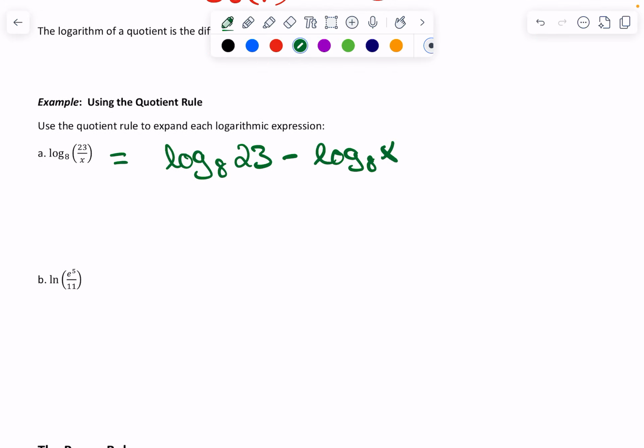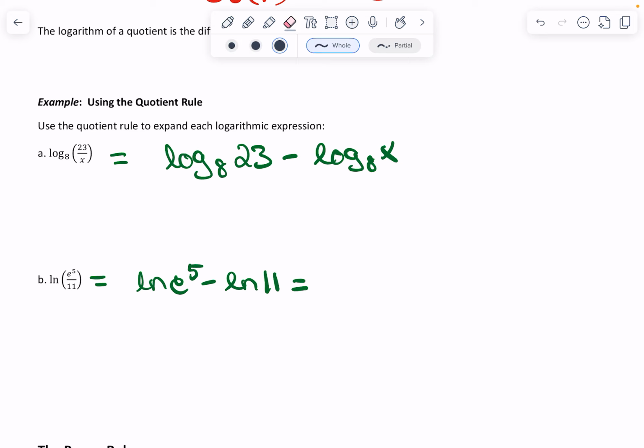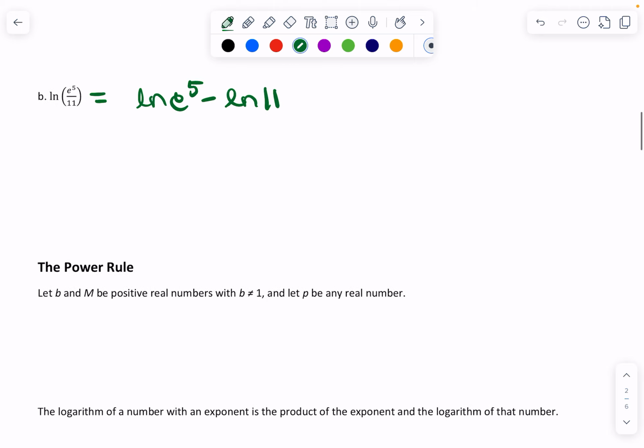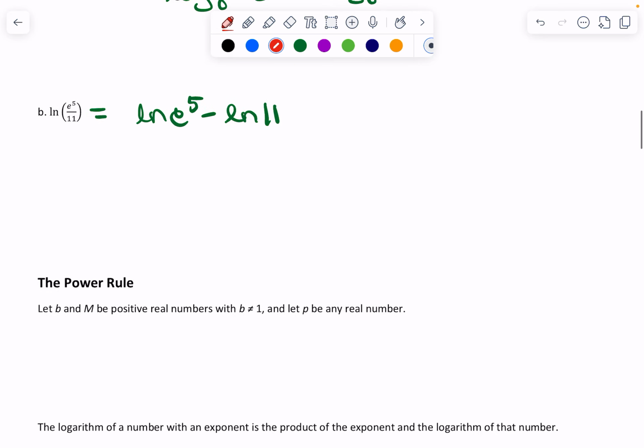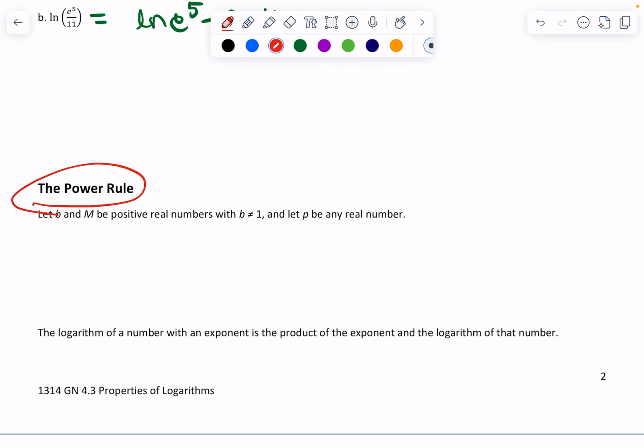So it'll stay in that form. This next one, we have a natural log and an e. So natural log e to the power of 5 minus natural log of 11. Actually, we're going to leave it in this form for now and come back to it in a little bit because we're going to look at the power rule first before we actually go farther with that.